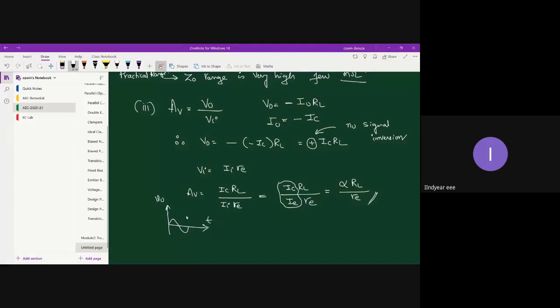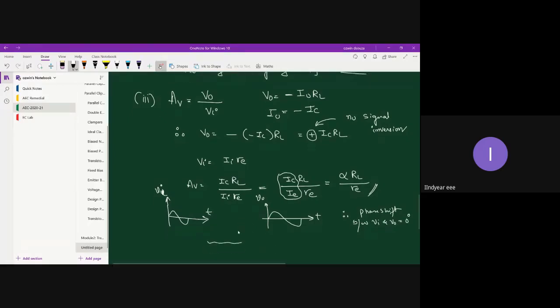Okay, so let's say this is your input signal, and your output signal will also be the same in phase. Of course the amplitude will be increased in case of amplifier operation, but the phase is going to be the same. For the positive going input, you will have a positive going output. Therefore, phase shift between VI and V naught is 0 degree. Okay, fine. So that's your voltage gain.